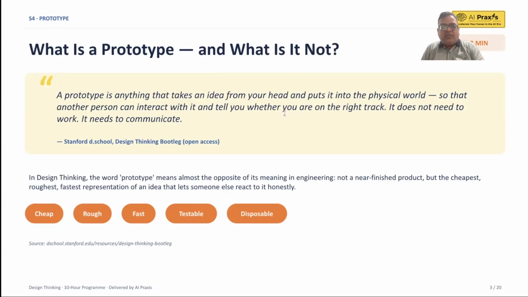That's exactly why a good prototype should be cheap, rough, fast, testable, able to demonstrate what real problem it is solving, and disposable. Cheap because you don't want to waste resources on an untested idea. Secondly, it should not consume too much time. That's also very important. It should be rough because unfinished designs encourage honest criticism instead of polite praise.